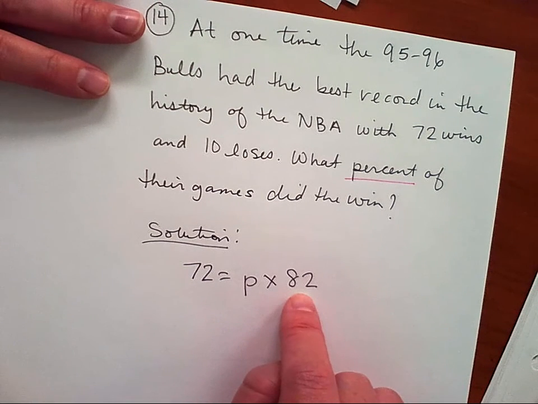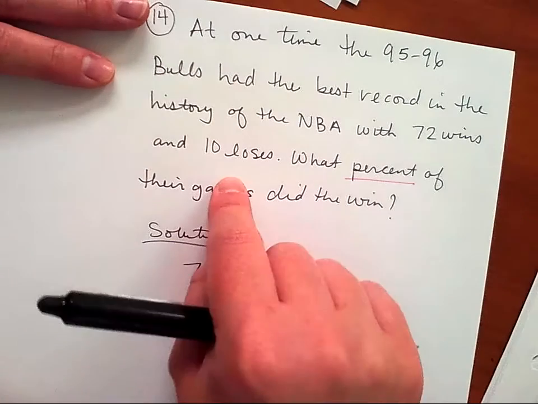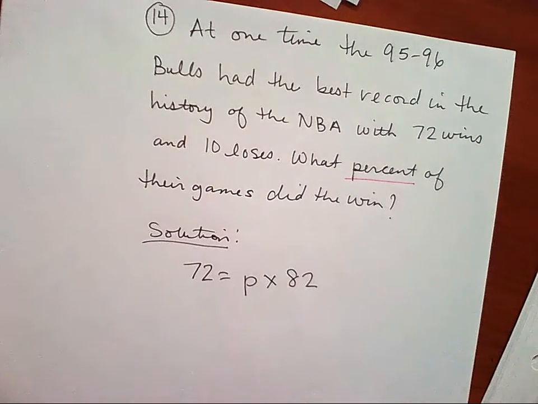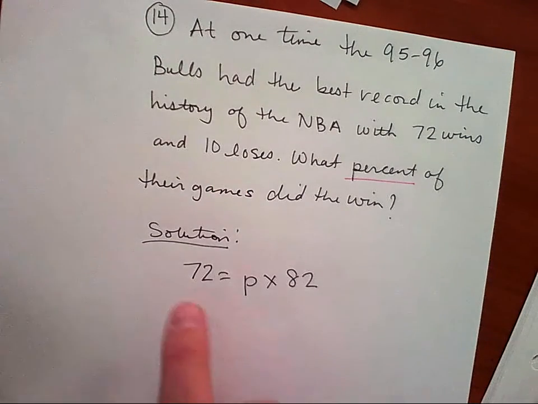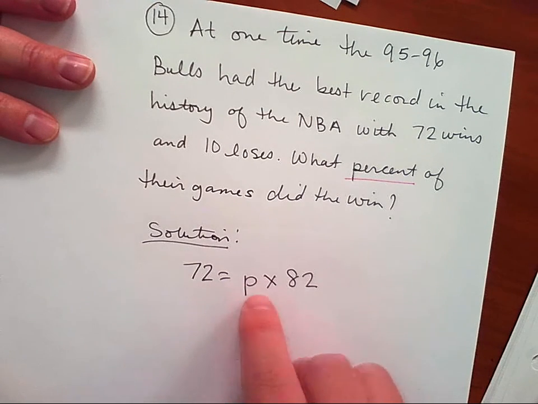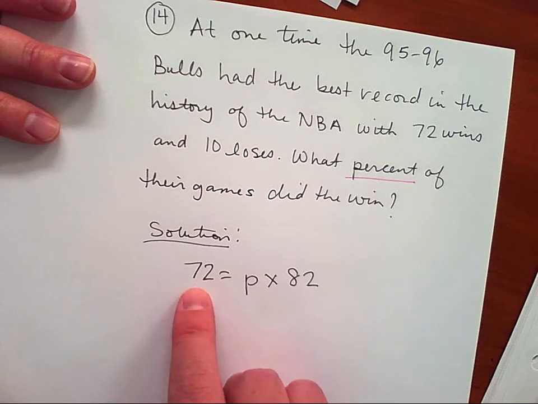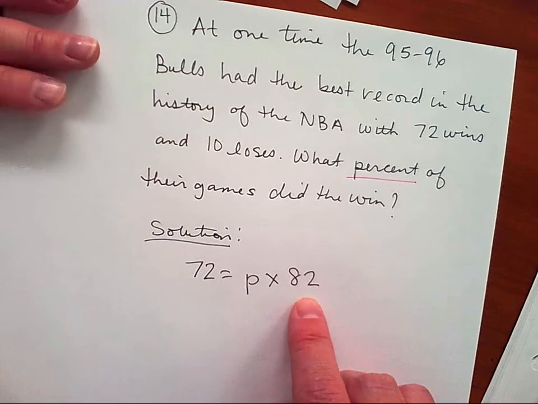Where'd you get the 82 from? Because 72 plus 10. So that's the total games. So that's like the whole amount of games. So we're saying 72 wins is what percent of the total number of games? So what percent of the games did they win?